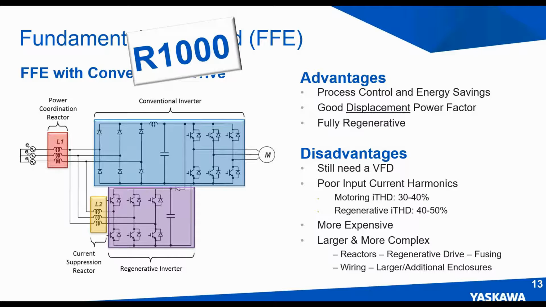We also need a few more components to make this work. We need an extra module, the R1000 itself, some fusing, and some reactors in place. We also need a drive to actually run the motor. So the initial costs of the R1000s are expected to be a little bit more than your braking packages.